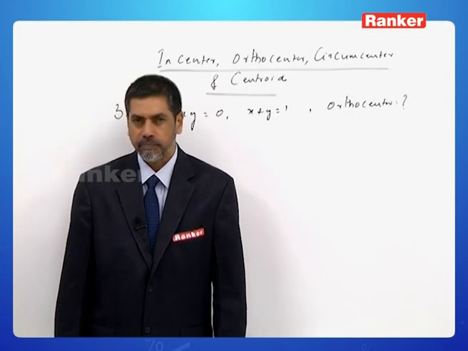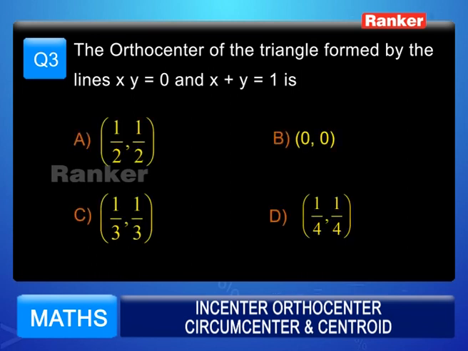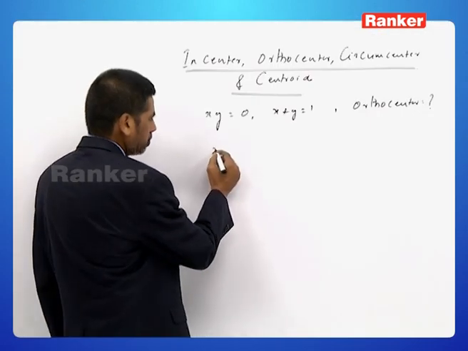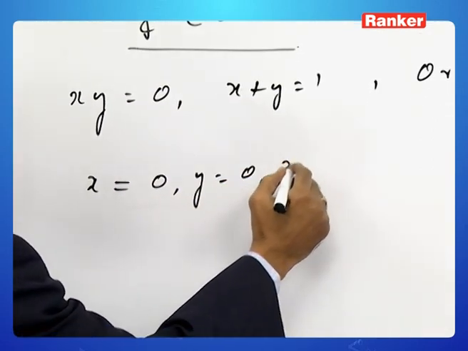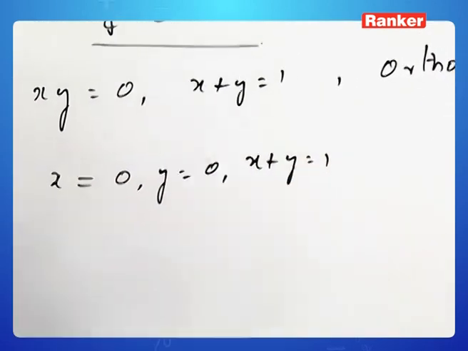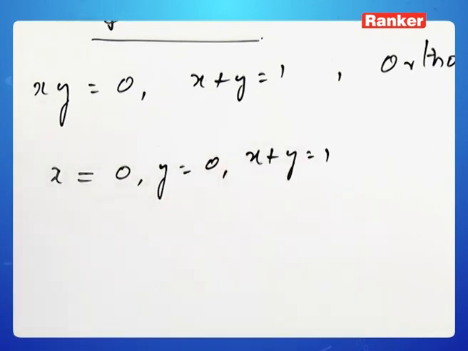Question number 3 is another problem exploring the orthocenter. Now here we got a pair of lines xy is equal to 0. I think the student will recognize immediately this equation as representing the coordinate axes. So if you write them separately, you will have these 3 equations: the y-axis, the x-axis and the line x plus y is equal to 1.